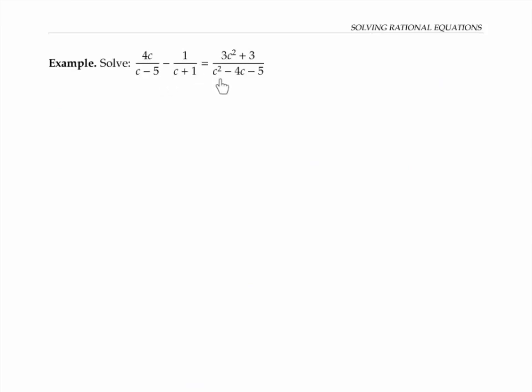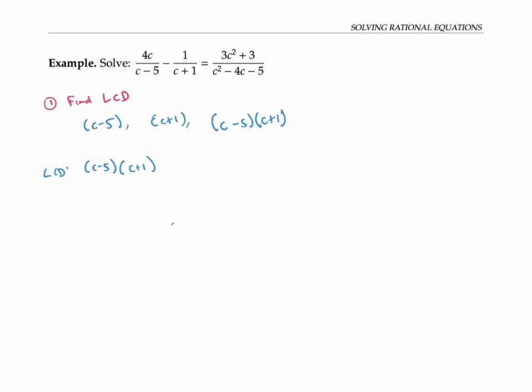This next example looks a little trickier, and it is, but the same approach will work. First, I'll find the least common denominator. So here, my denominators are c minus 5, c plus 1, and c squared minus 4c minus 5. I'm going to factor that as c minus 5 times c plus 1. Now, my least common denominator needs to have just enough factors that each of these denominators divide into it. So I need the factor c minus 5, I need the factor c plus 1, and now I've already got all the factors I need for this denominator. So here is my least common denominator.